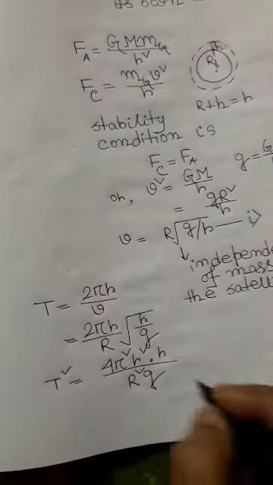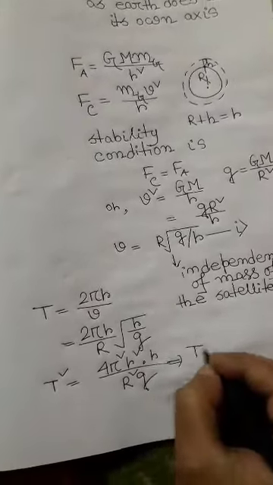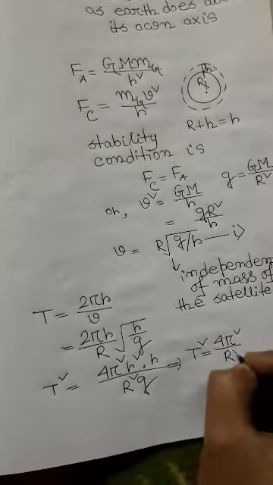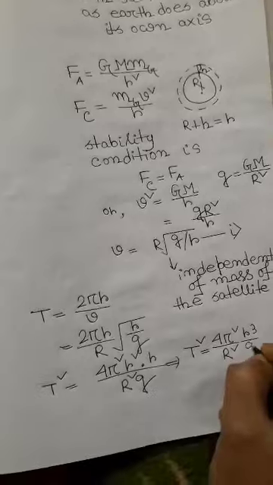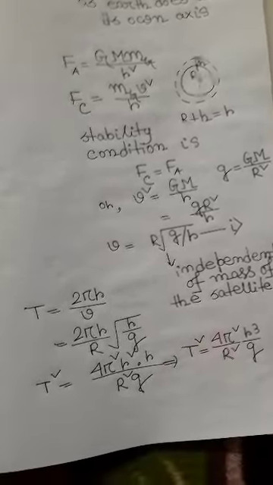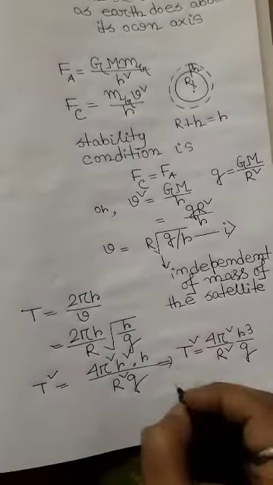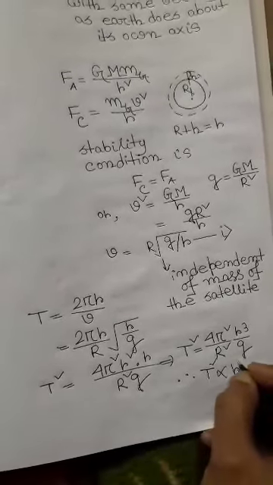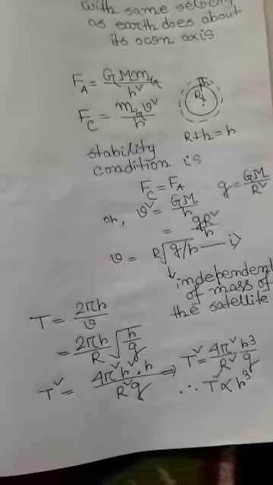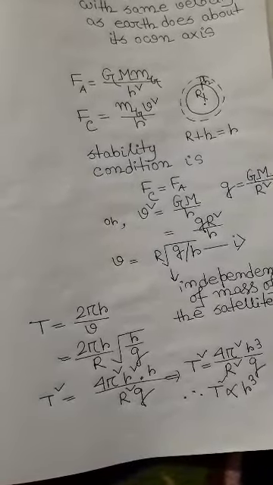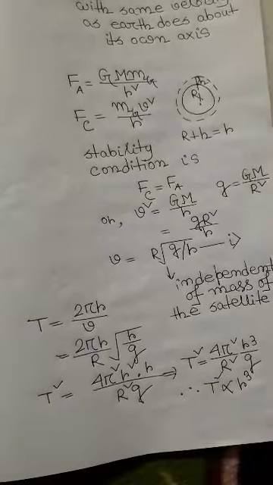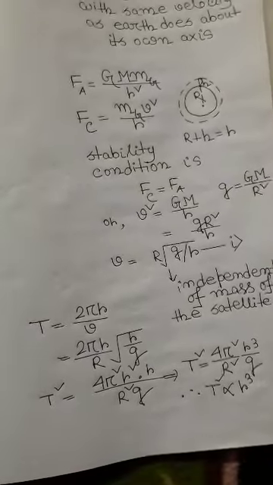Now from this we can write T squared equals 4 pi squared by R squared into r cube by G. Now they are all constants, that is 4 pi, capital R, G, these are all constants. So we can write T squared is proportional to r cubed. So again we see that a geostationary satellite also obeys Kepler's law of planetary motion, Kepler's third law, that is T squared proportional to r cubed.